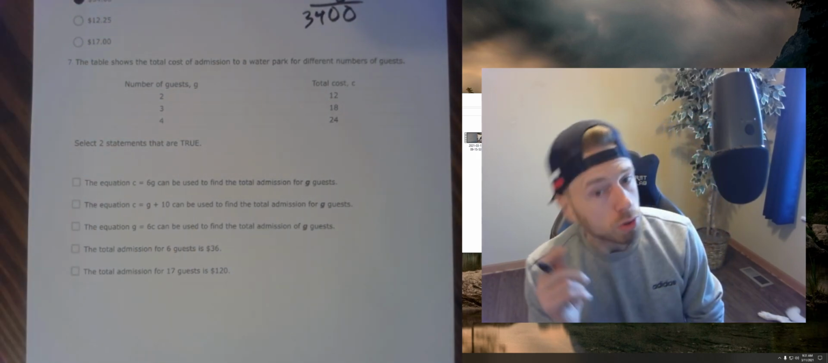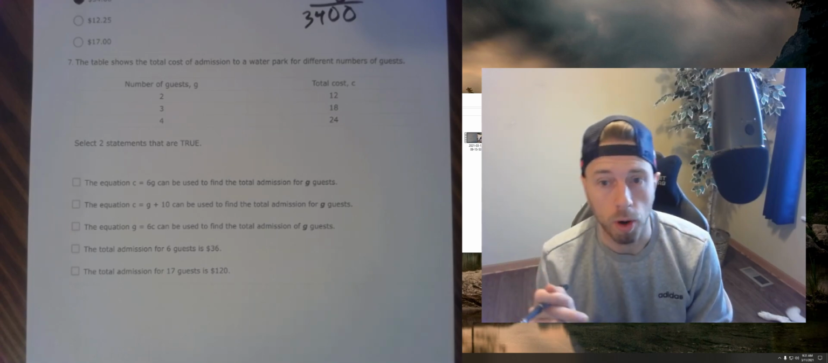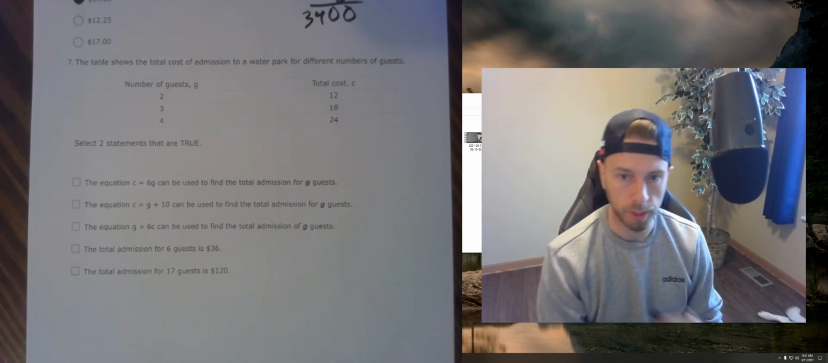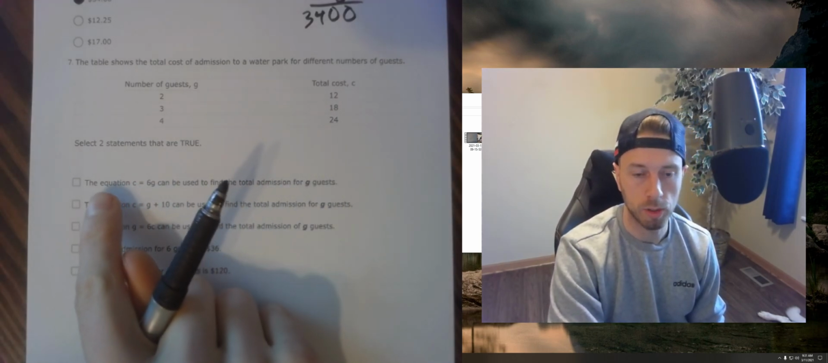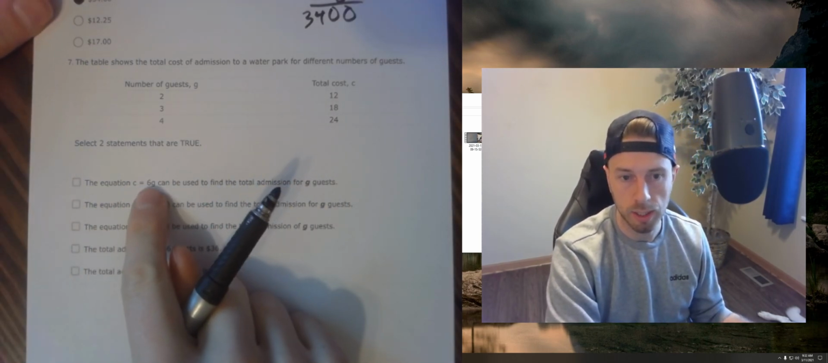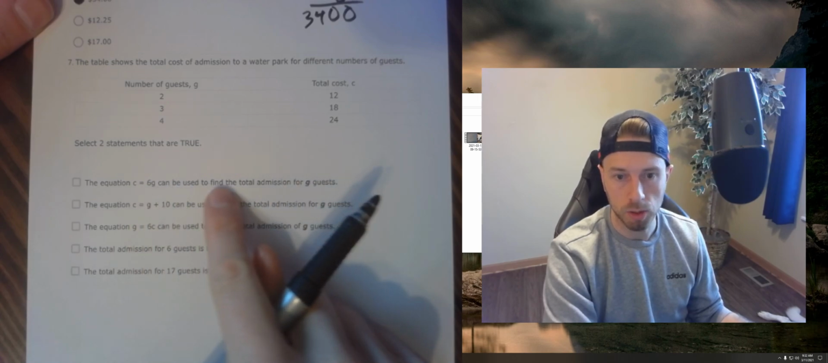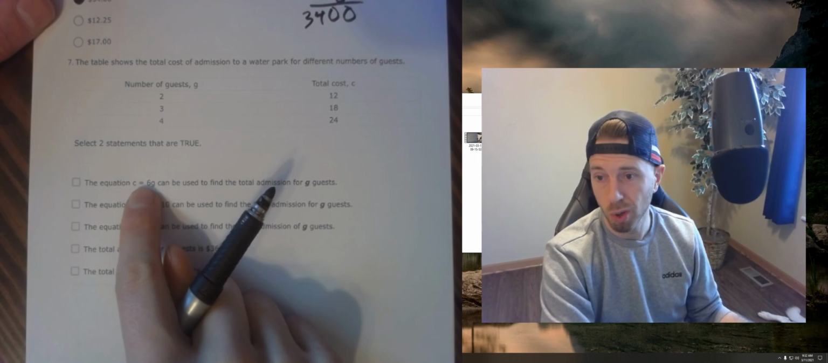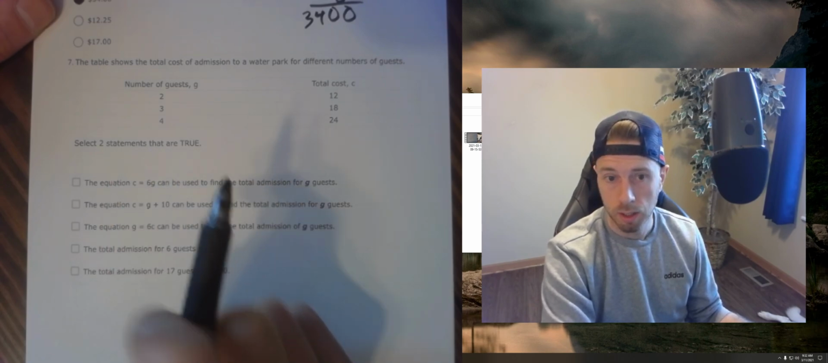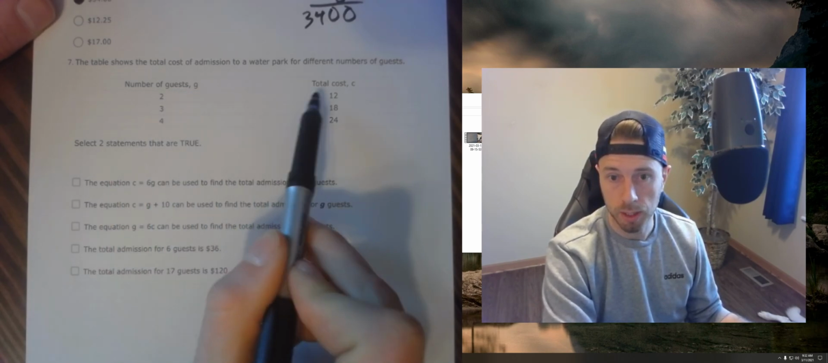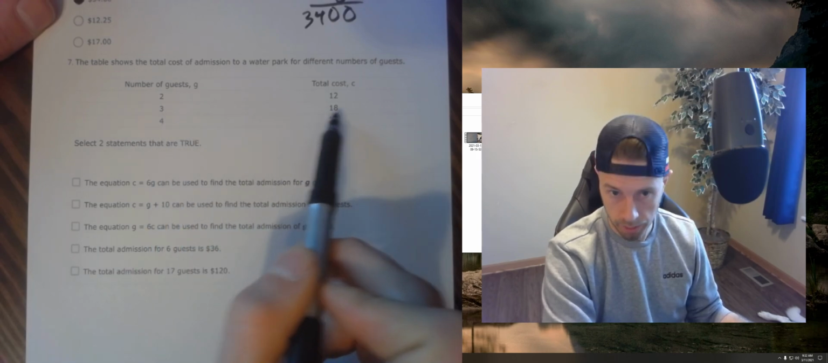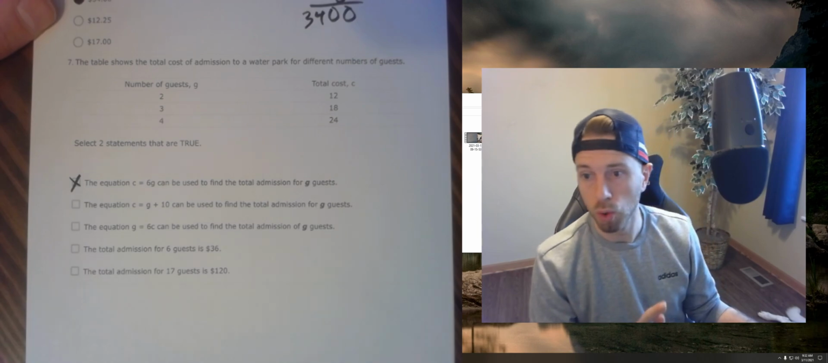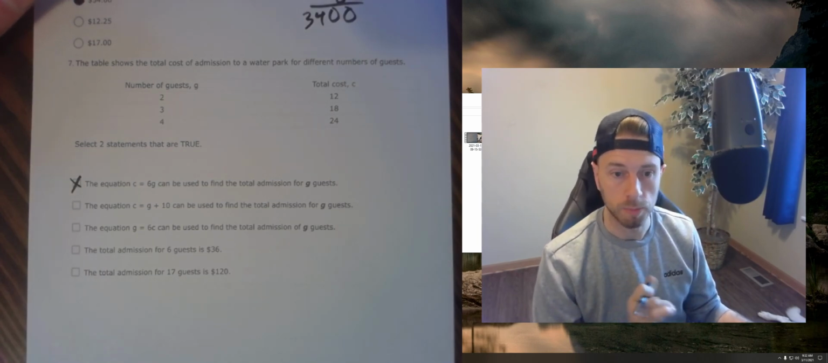Number 7, the table shows the total cost of admission to a water park for a different number of guests. Select 2 statements that are true based on this. The first statement is the equation C equals 6G can be used to find the total admission for G guests. Basically, it's saying the rule is to multiply by 6. So let's check. 2 times 6 is 12, 3 times 6 is 18, and 4 times 6 is 24. So this is most definitely the rule for this.